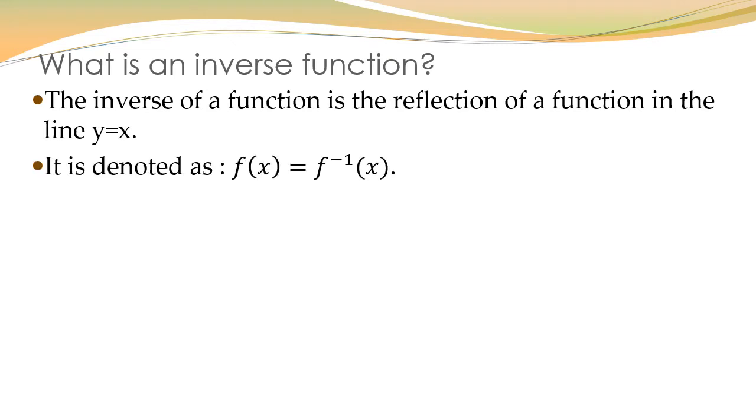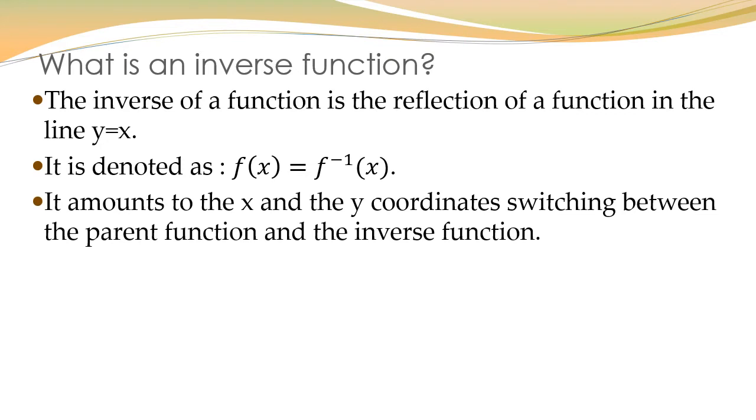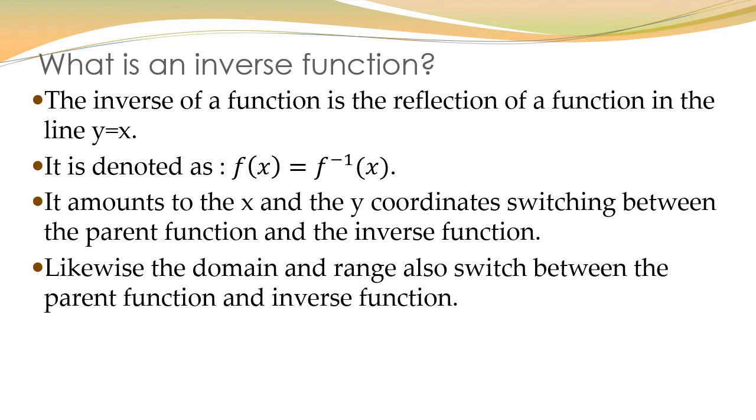It's denoted like this. So f of x now has a -1 exponent: f to the negative one of x. So that's f inverse of x. This essentially amounts to the x and y coordinates just switching between the parent function and the inverse function. So I'm going to say that one more time. That amounts to the x and y's just switching places. Now, if the x and y switch, likewise, the domain and range also switch between the parent function and the inverse function.